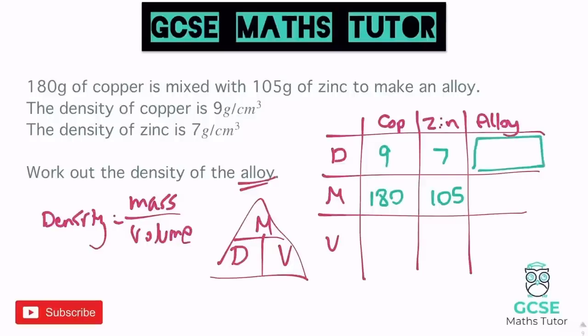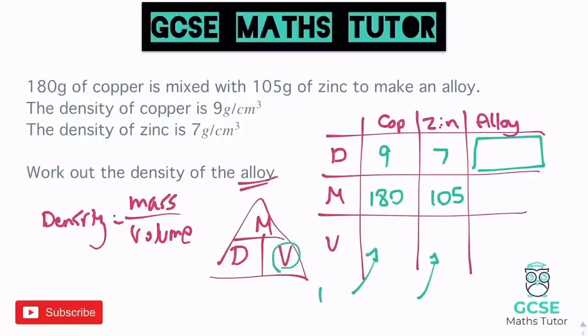Now we can't add these densities together because the density is going to change as they're mixed together. So if one's 9 and one's 7, the density is going to be somewhere in between that. But what we can work out is the volume of the copper and the volume of the zinc. So looking at your formula, to get volume, we would do mass divided by density.